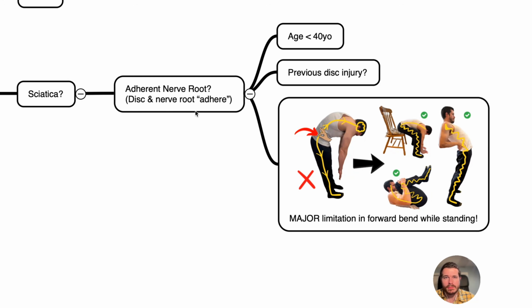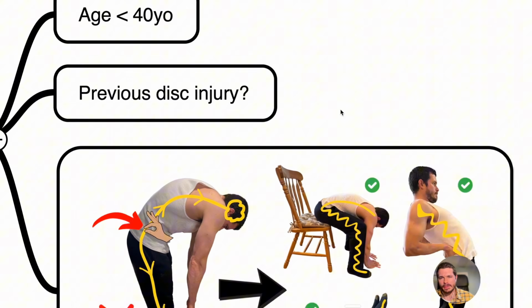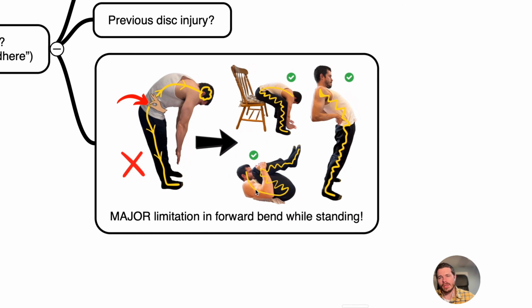Now the good thing is you can sort of unglue it and get moving, but the point is that it can happen. And so you'll generally see this in folks who are younger, folks less than 40 let's say, and there's often a previous back injury, usually a previous disc injury. And here's how it will present. It'll present as major limitation in your ability to bend forward while standing. But while lying down, while seated, or even bending backwards and standing, you're fine.